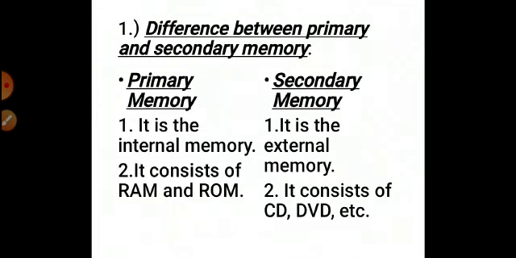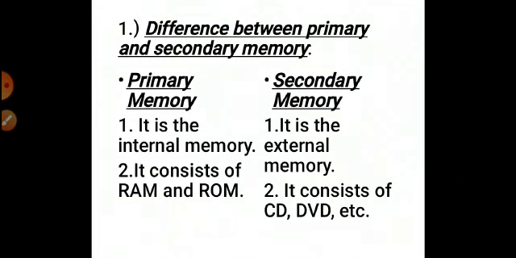The first point of difference is that primary memory is the internal memory and secondary memory is the external memory. Second, primary memory consists of RAM and ROM, and secondary memory consists of CD, DVD, USB cables, etc. Any two you can write. In the same way you have to write this answer.